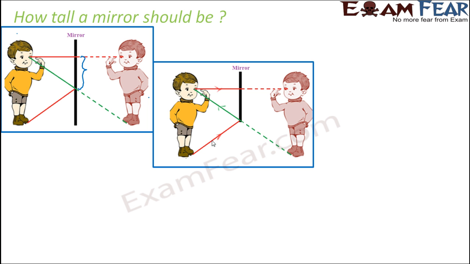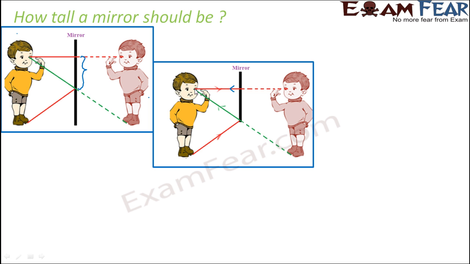So look at this picture. This is your object, this is the incident ray. This ray gets reflected like this and reaches your eyes, correct? Similarly, here this is the incident ray. And how will be the reflected ray? The reflected ray will also be in this direction only, because angle of incidence is equal to angle of reflection. So the same line will be a reflected ray.